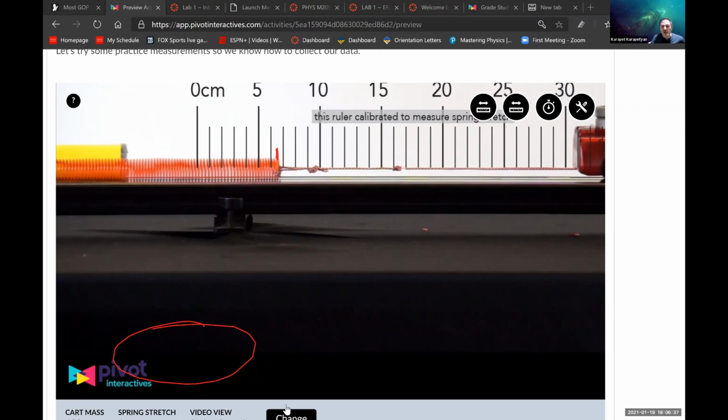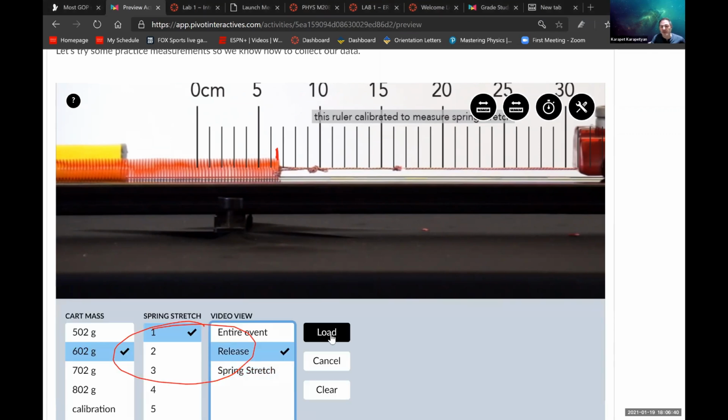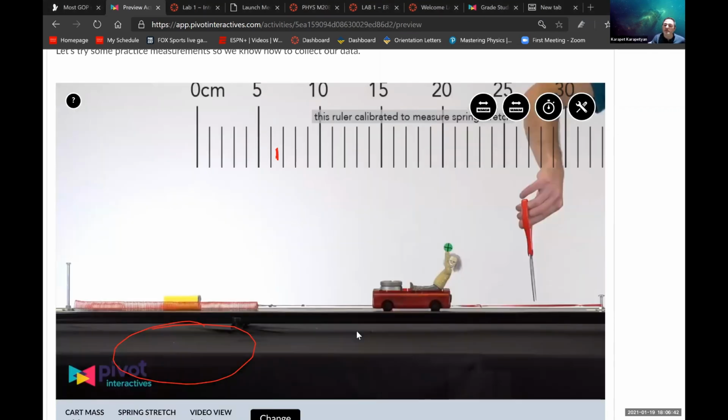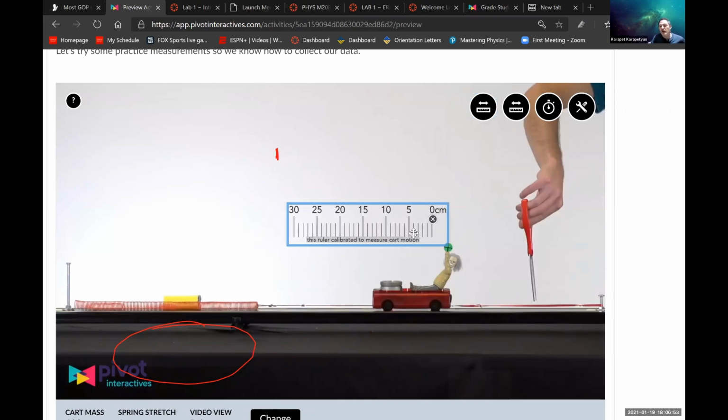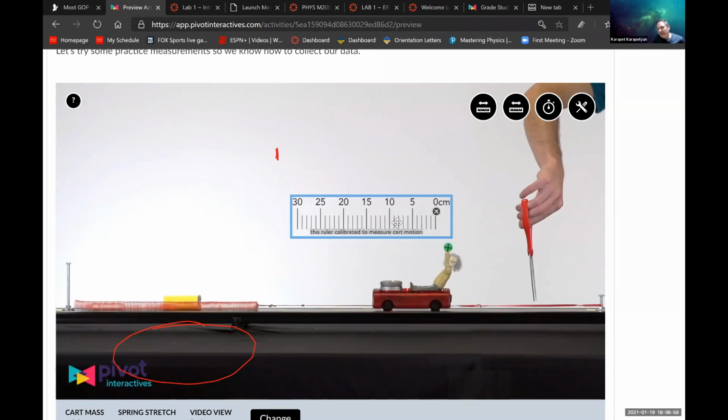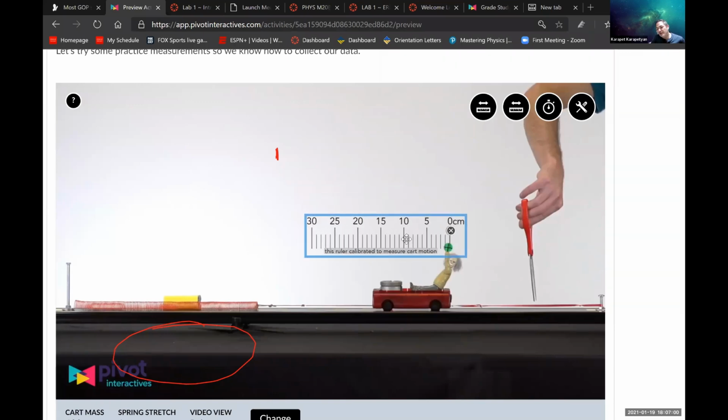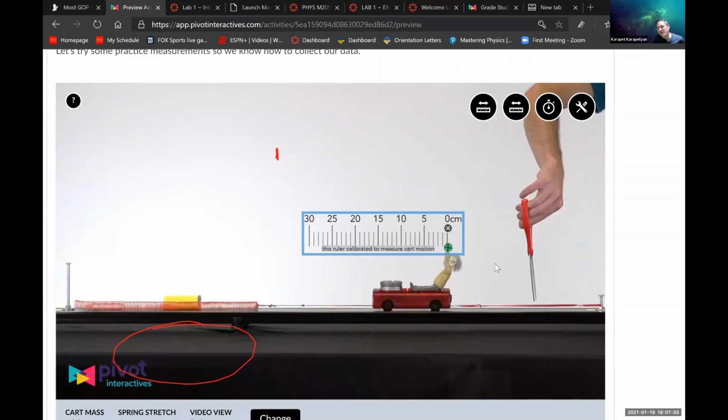Okay, then next we're going to change it to release. And we're going to try to measure, this time we don't use this one, we use this one over here. So our goal will be to measure the time it takes for the object, you can see that green dot, which I'm going to make my reference position. How long does it take for that green dot to move 15 centimeters? Now, where's 15 centimeters? Well, it's right here.